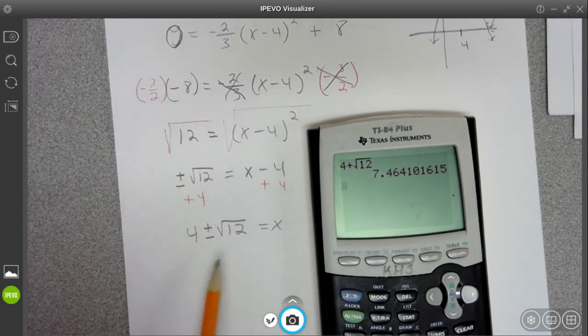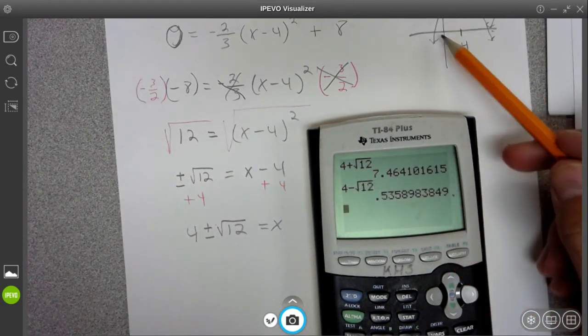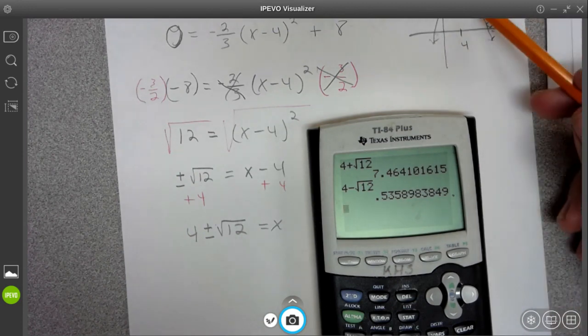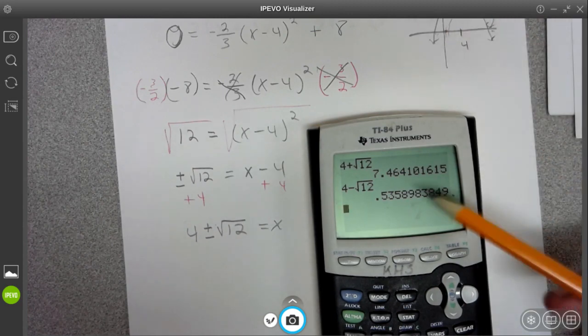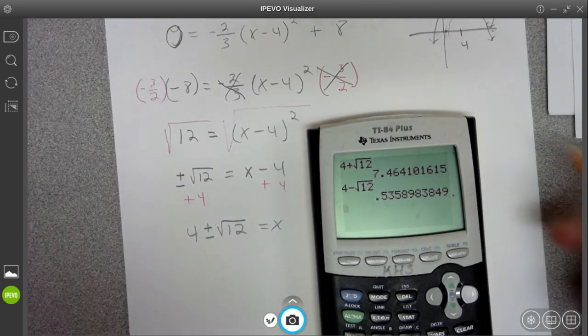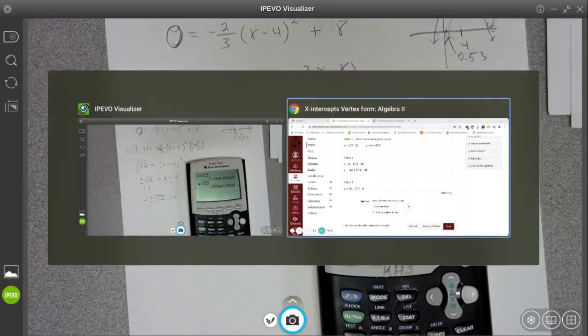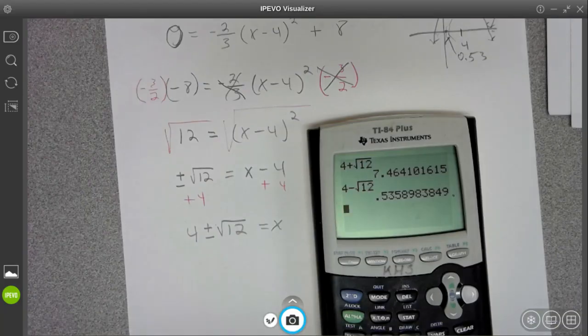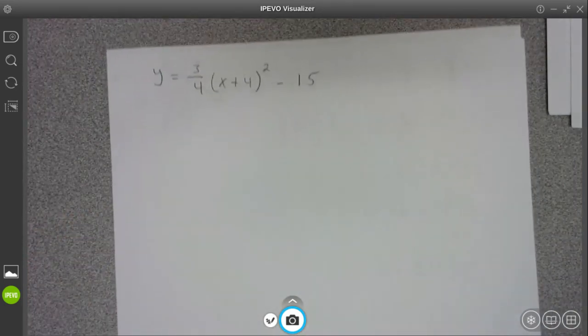Okay, you could put 7.46 down here. And let's do 4 minus square root of 12. See, this is positive. I drew my graph wrong. So it should have gone something like that, to where it crosses right there at 0.53. That's the decimal version of it. Yeah, I've got time. I'll do the other example real fast. I'll probably just do both of them.